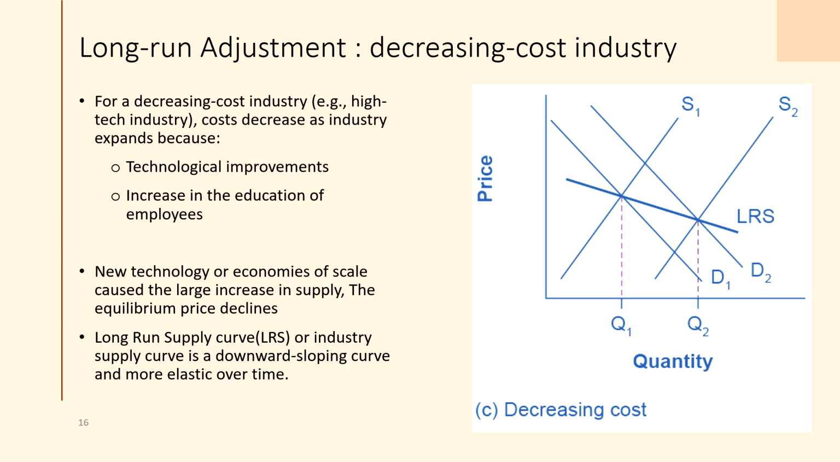Now let's follow the adjustment process. When demand increases, price rises in the short run, and firms earn profits. This attracts new firms into the market. As firms enter, technological improvements and efficiency gains reduce production costs. Because costs are falling, the supply curve shifts significantly to the right. As a result, the final long-run equilibrium has a higher quantity but a lower price than before. This is why the long-run supply curve in the decreasing cost industry is downward sloping.